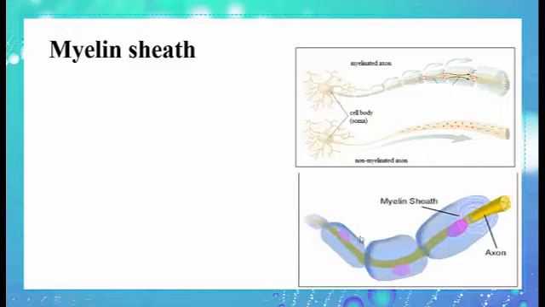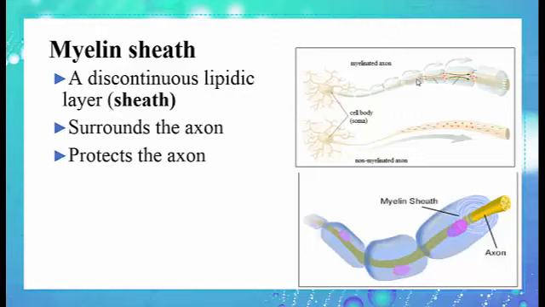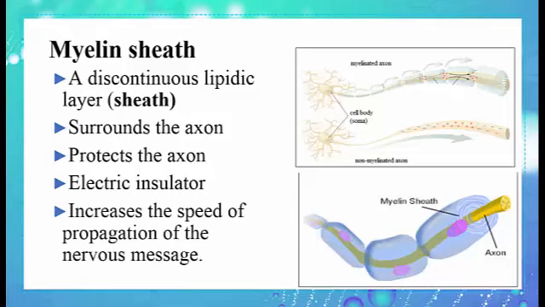This is the myelin sheath under the microscope. It's a discontinuous lipidic layer, a layer made up of lipids. It surrounds the axon and protects the axon. It acts as an electric insulator. It can't conduct electricity, so it increases the speed of propagation of the nervous message, because when the nervous message is transmitted, it can jump from one node of Ranvier to another node of Ranvier without touching the myelin sheath, because they are electric insulators. So the message in a myelinated axon is faster than in a non-myelinated axon.